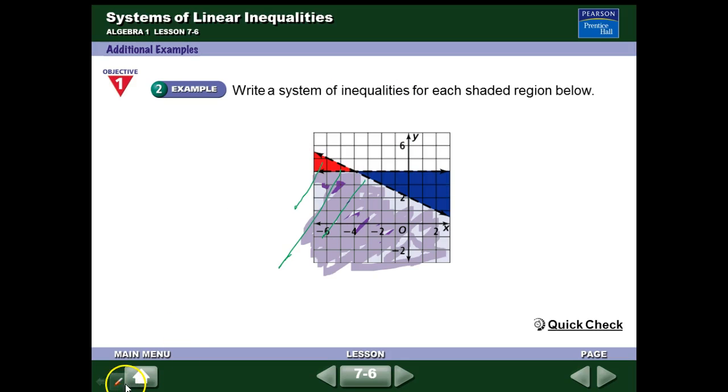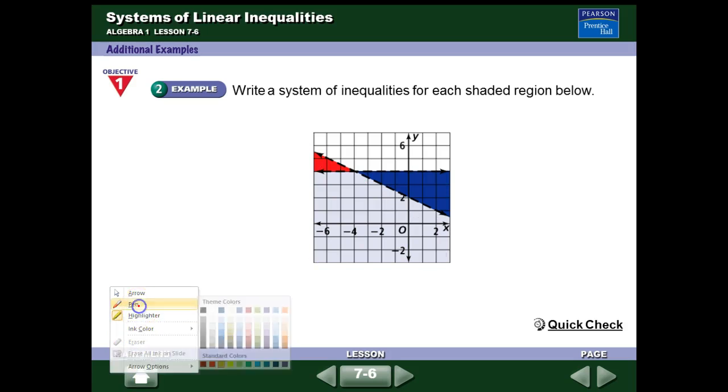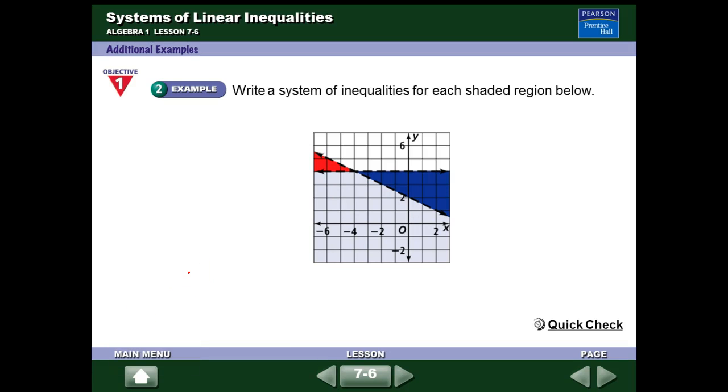Now, alright, now it's a little different. We're going to start the other way. So now we're going to be given a graph and we need to write the inequalities for it.